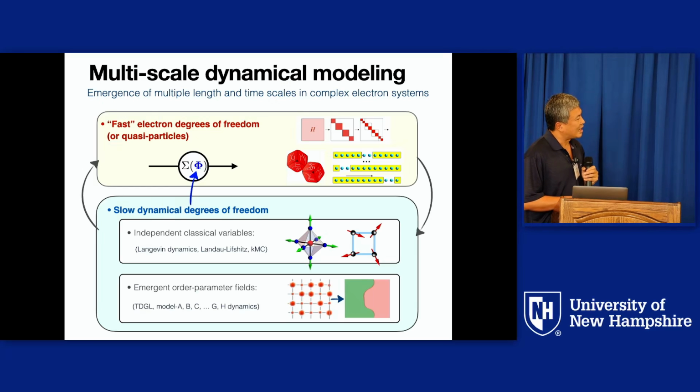Another is the emergent order parameter fields, like CDW in this case, or an emergent superconductivity order parameter, or even the double occupation in Mott transitions. In this talk, I will mostly focus on the first part. In our system, we have independent classical variables like lattice displacement, lattice distortion, or classical spins.